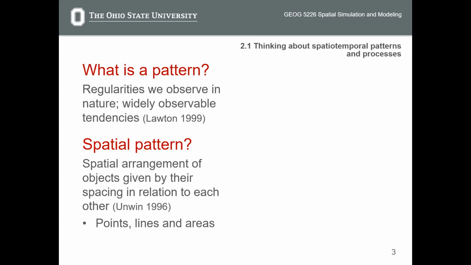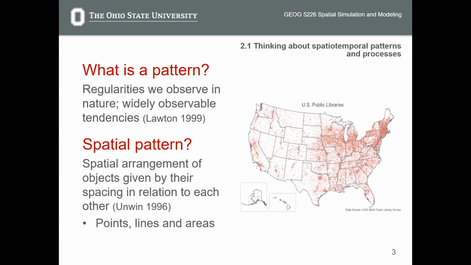So specifically, we have spatial patterns. So spatial arrangement of objects given by their spacing in relation to each other. Okay, these objects could be points, could be lines, could be areas. For example, here is a spatial distribution of US public libraries around the country, right? So here we have a spatial context because we're looking at a map showing all states in the United States, right? So this map is a spatial context.